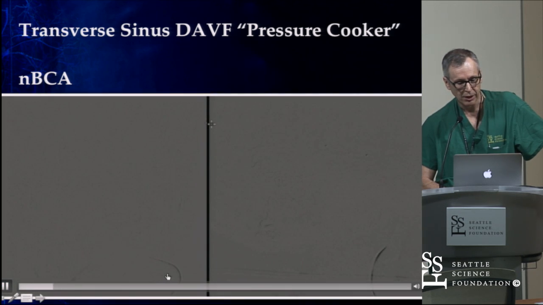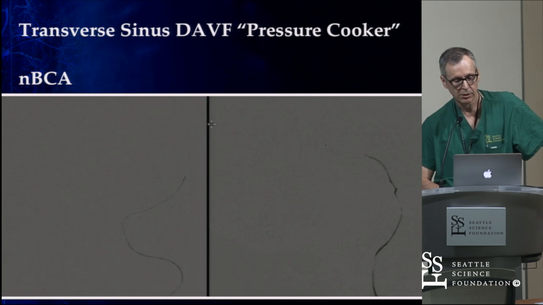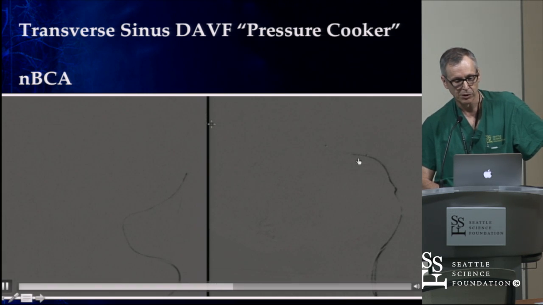And this is NBCA being injected, frontal and lateral view. The NBCA is being injected proximal to the tip of the distal catheter. So we're in the middle meningeal, the NBCA is going here, and we just want to put a plug there.